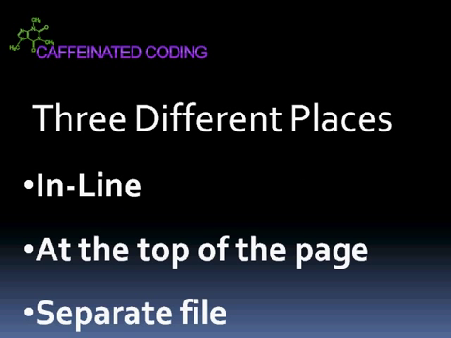CSS can be placed in 3 different places in your website: in line with an element, at the top of a single website page, or in an external CSS file. The easiest way, although probably not the most recommended way, to add CSS is to just put it directly in the tag. You can add an inline style to any HTML tag as long as it's within the body tags of your page. I'm going to go ahead and show you an example of this.